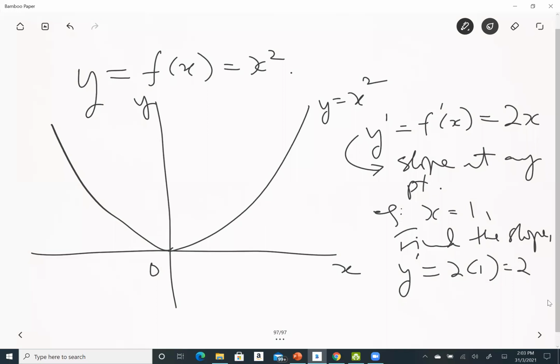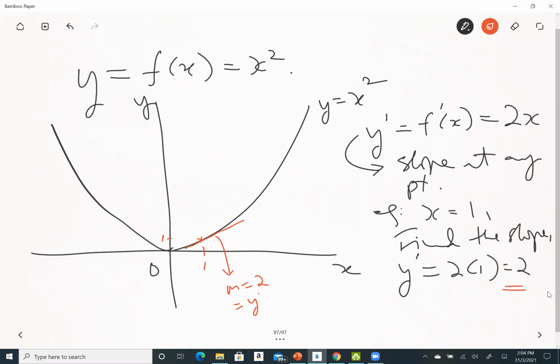Of course, you can find the value of y too. So let us draw the graph. x equals 1, let's say somewhere here. The value of y is x squared, so that will also be 1. So y equals 1, that's the point. The slope is 2, and it is the slope of the straight line tangent to the curve at x equals 1. And that is given by y prime.